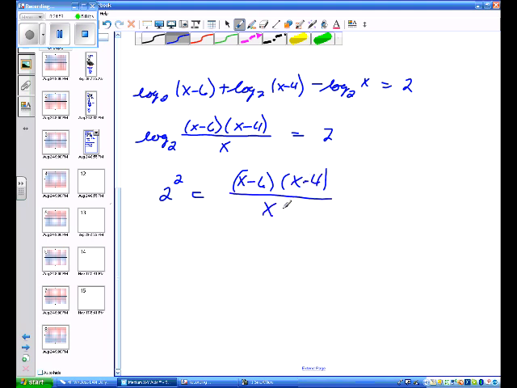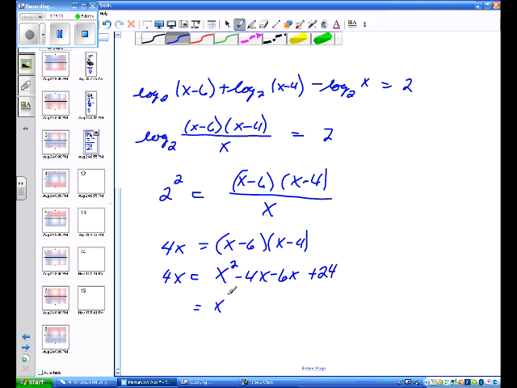Okay, we need to solve this. So we could multiply both sides by x, so we would get 4x is equal to x minus 6 times x minus 4. Well, this is a quadratic, but it doesn't equal 0, so we're going to have to go ahead and multiply it out. And when we do, we've got x times x is x squared minus 4x minus 6x plus 24. And that would give us x squared minus 10x plus 24 equals 4x.